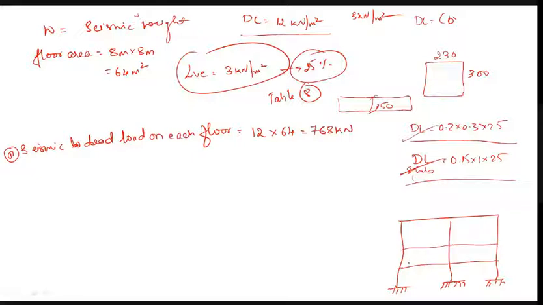Okay, here we have dead load plus live load. Dead load, how much is it? 768 kilonewton. Correct. Next, live load, how much has he given? 3 into 64, and we are considering only 25%. So the live load will be 48 kilonewton. Live load, how much is it? 48 kilonewton.